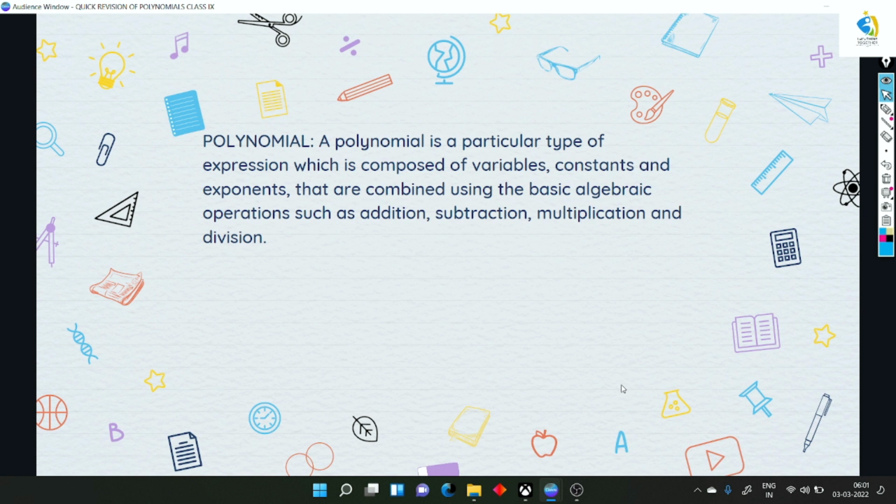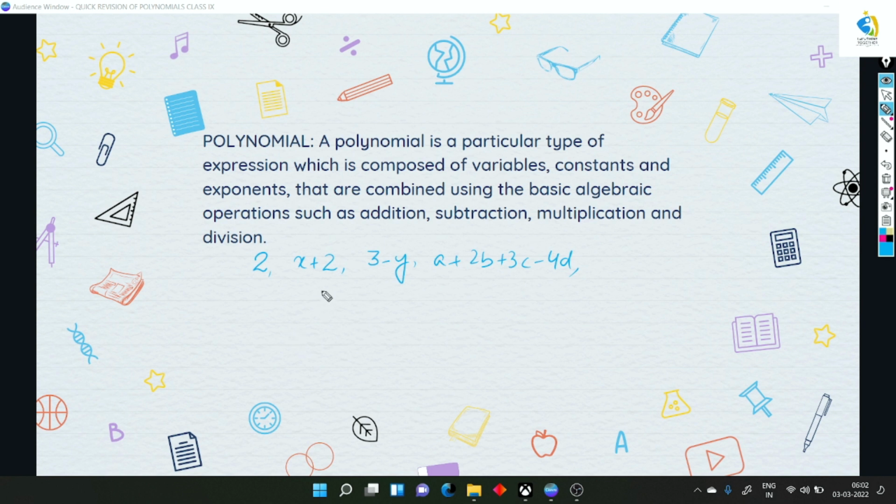A polynomial is actually a particular type of algebraic expression, which is composed of variables, constants, and exponents that are combined using basic algebraic operations such as addition, subtraction, multiplication, and division. Let's say we have 2, it is a polynomial. We have x plus 2, it is a polynomial. We have 3 minus y, it is a polynomial. We have a plus 2b plus 3c minus 4d, it is a polynomial.